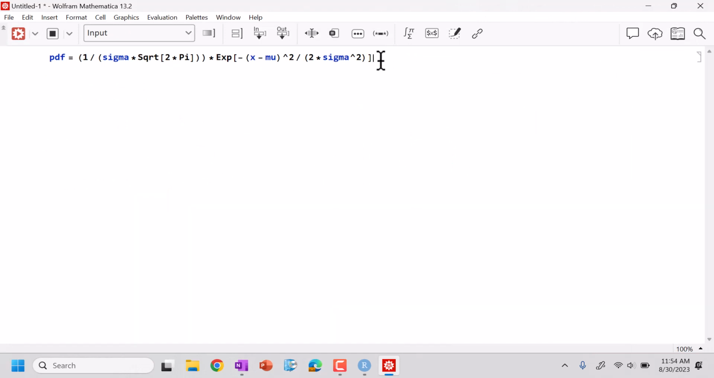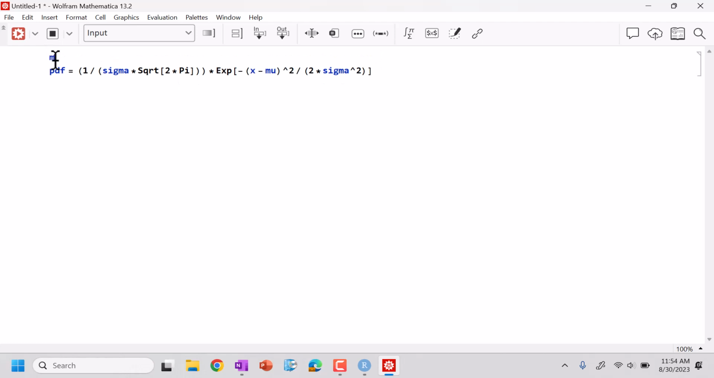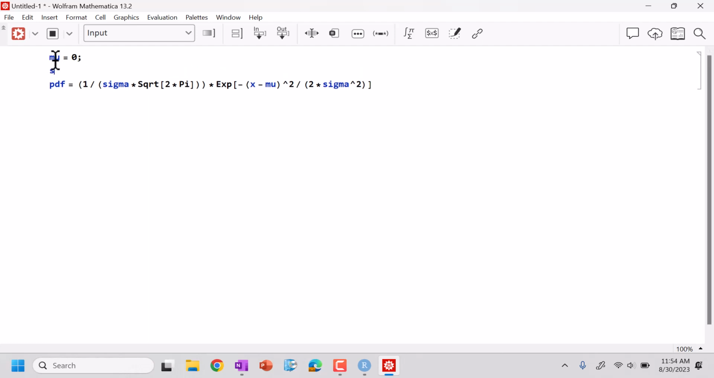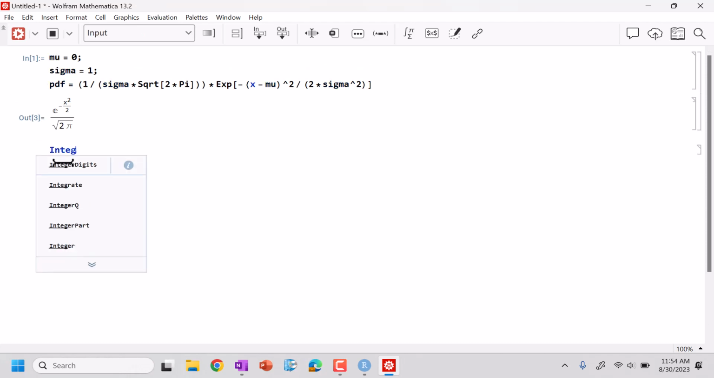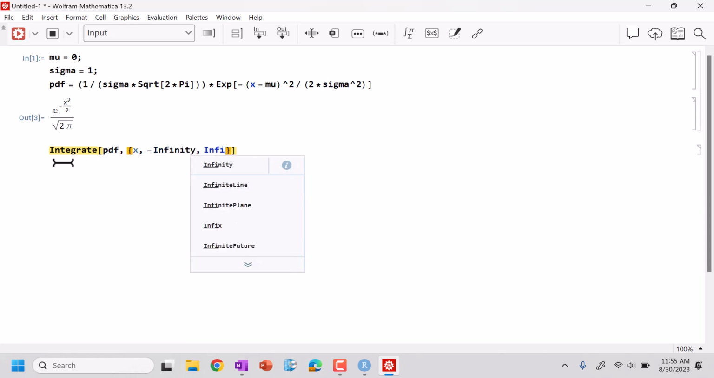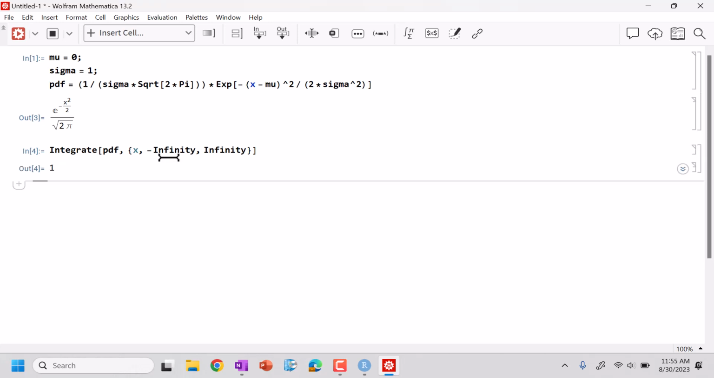And then we can define here that our mu is equal to 0, our sigma equals 1, and then I can integrate this function, PDF, over x from minus infinity to infinity and beyond, and we get that to be equal to 1. So this is very useful, and we're going to see why that is in a second.